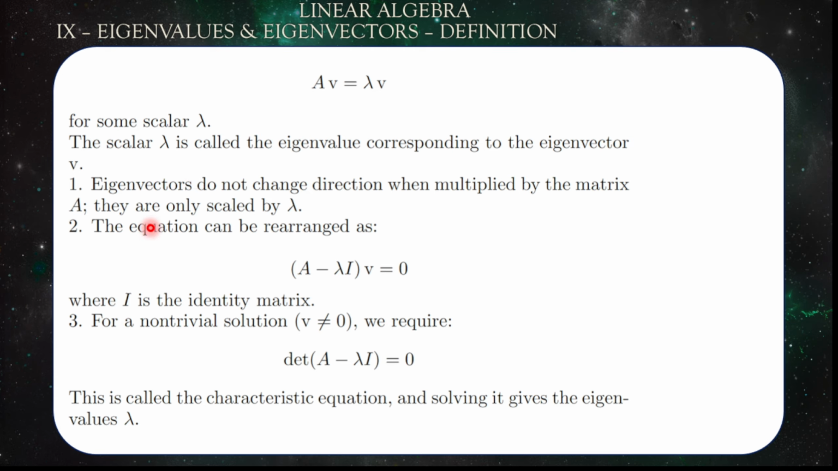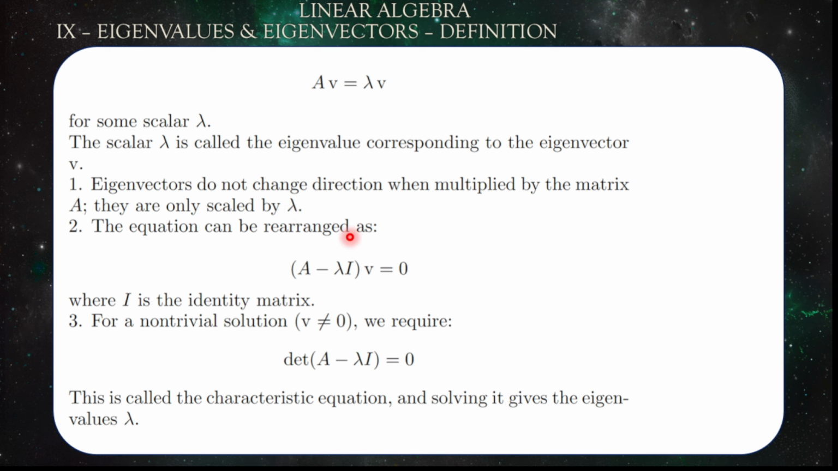Eigenvectors do not change direction when multiplied by the matrix. They only scale by lambda, either to increase the scale or the length of this vector, decrease the scale, or invert it, invert the direction, the heading.